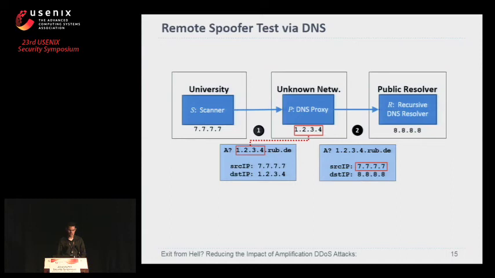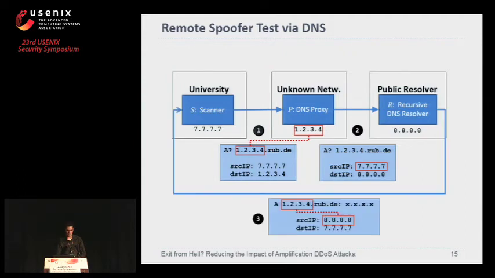In this case, the systems would forward the request to some public resolvers, for example, OpenDNS or Google DNS, and then the responses from these public resolvers would be sent back to our university scanner. And what we can see then is that the IP address of the responding party, meaning Google DNS or OpenDNS, is not the same IP address as the one that we encoded in the request. So for example, in this case, we issued a request for 1.2.3.4, but instead Google DNS with 8.8.8.8 answered, so there's a mismatch in the IP addresses.